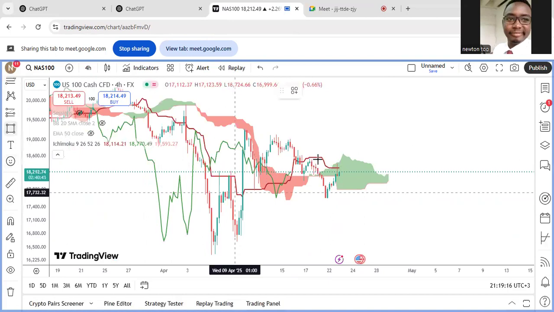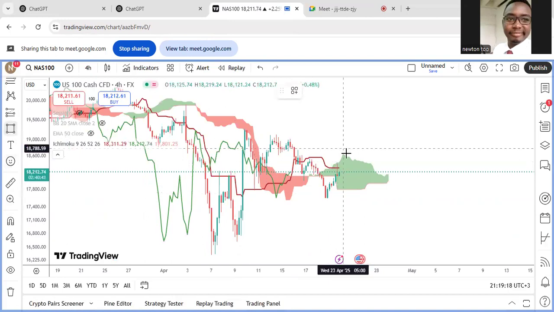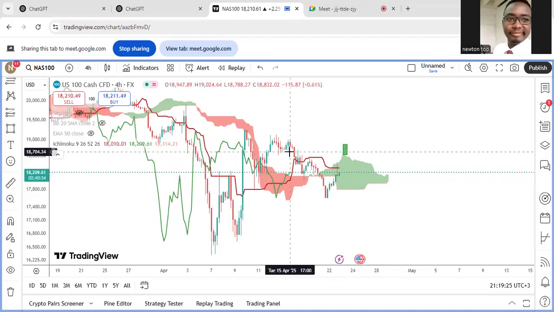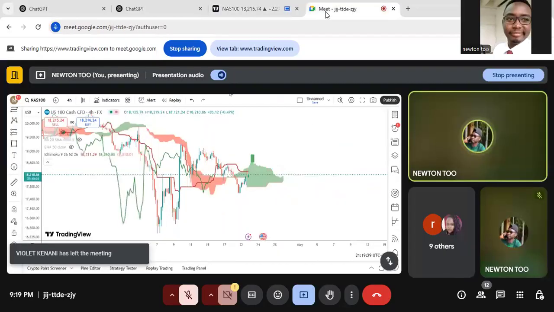Then so ukiona ime break hivi then ime break hapa above the cloud, then you can enter buy market immediately. Ime break above the cloud, then lagging span ime break above the cloud, then because we have got two confirmation entries, then itakuwa ni confirmation entry. Then we'll have a confirmation entry and a confirmation trend on that market.